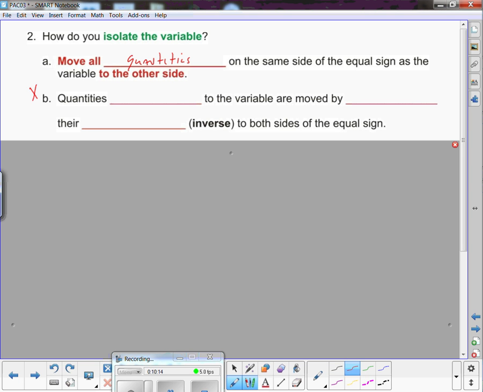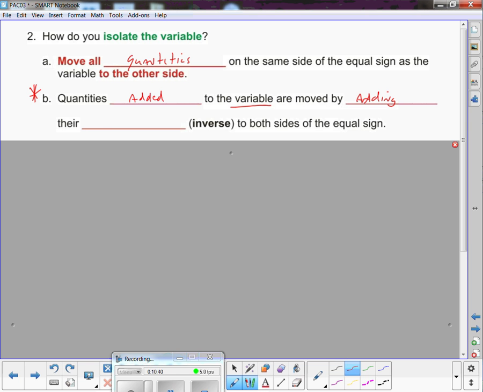So I'm going to asterisk this B here because this is the one that I say 100 million times. All right, so here's your thought process. Quantities added to the variable are moved by, this is real easy, adding. Huh, look at that. Quantities added to the variable are moved by adding. All right, that's easy to remember. Add it to the variable, move it by adding.